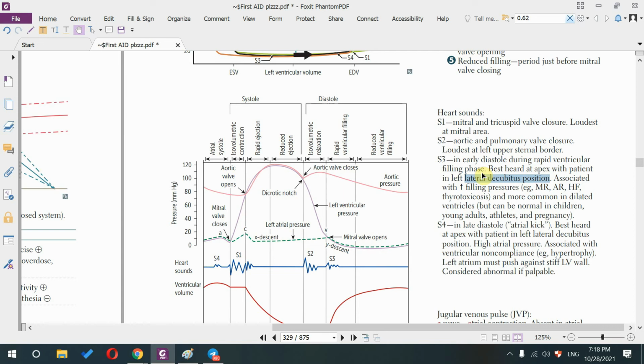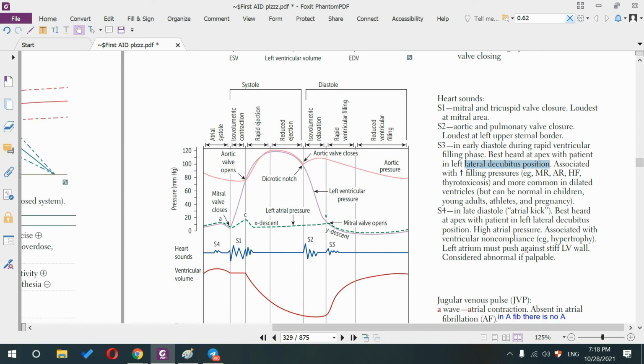So it's best heard at the apex with the patient in the left lateral decubitus position. So remember what created one last kick? It was the atrium here. Remember? So that created the S4. It was one last push against that stiffened ventricle. So there will be high atrial pressure, obviously, and it is associated with ventricular non-compliance, such as in case of hypertrophy.